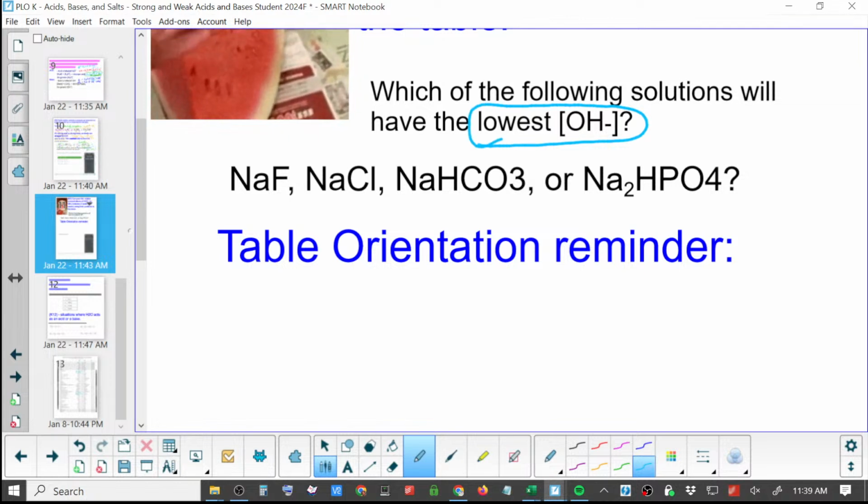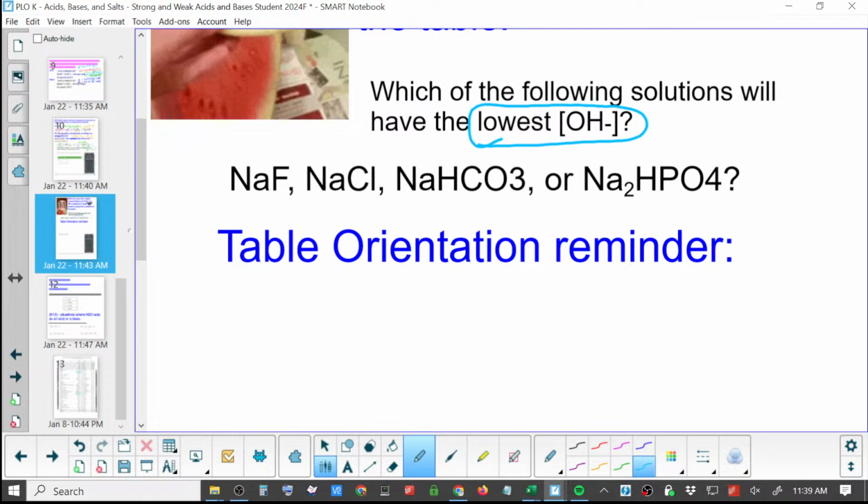Which of these is the weakest base? Which one's the weakest base? Why do we have sodium in front of all of them? Just so it's soluble and they're neutral?